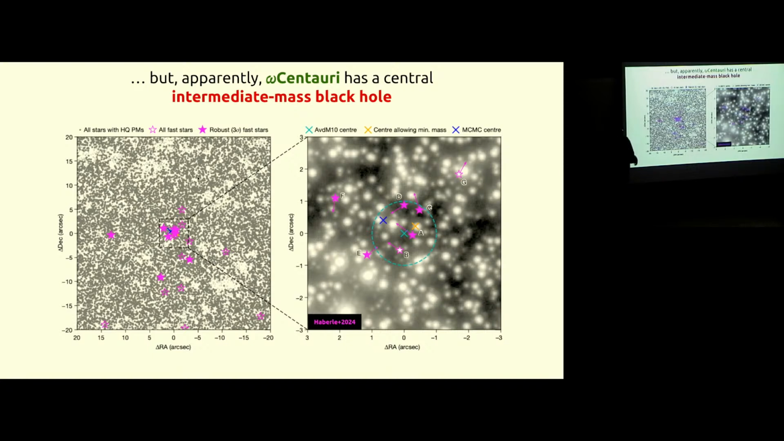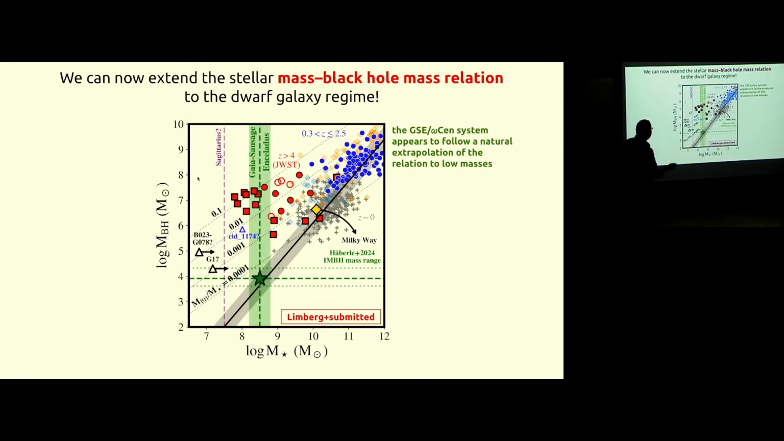However, I have just presented for the last 10 minutes that ωCentauri is our nuclear star cluster, and the host galaxy of this cluster was Gaia sausage, the last major merger. So we can tie those two things together to actually learn something about galaxy evolution. And this is how we do this. This plot is very busy, but I'm going to walk you through the things that matter.